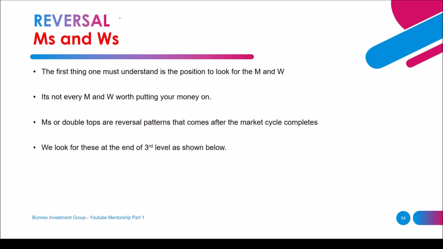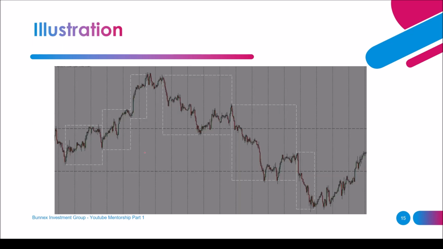Then the last category, which is reversal chart patterns, we have M's and W's. The first thing one must understand is the position to look for the M and W. It is not every M and W worth putting your money on. M's or double tops are reversal patterns that come after the market cycle completes. We look for these at the end of third level movements as shown below.